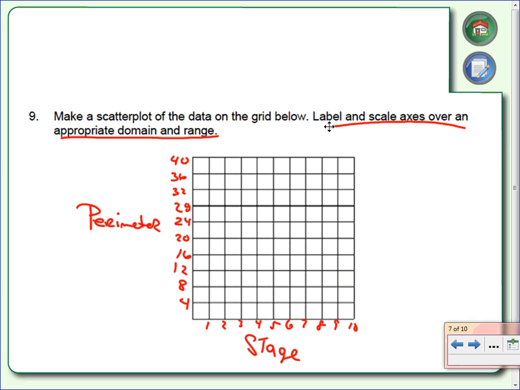Did I have to use 4? No. As long as you get to 24, you're okay. Okay, so now we've got everything ready to go. Now we're ready to start plotting the points.